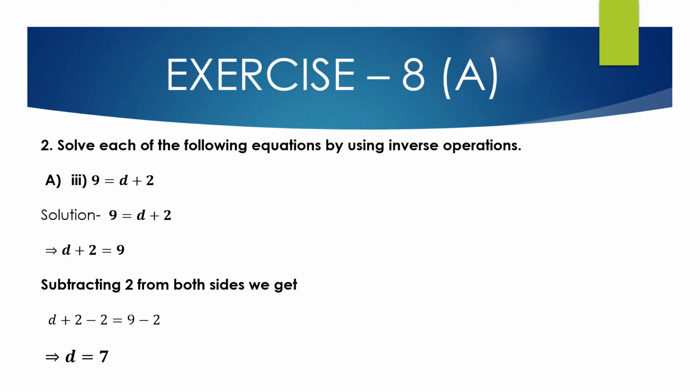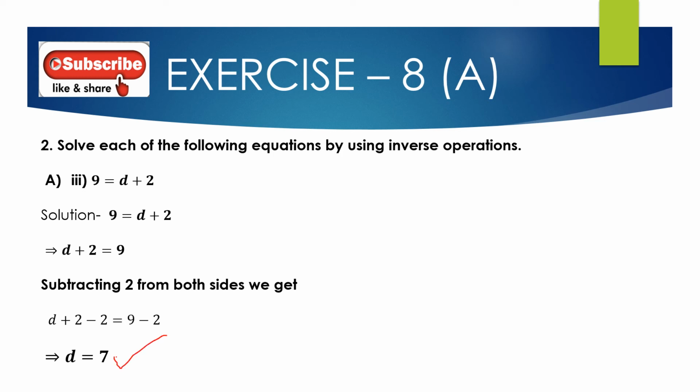Now we solve question number third bit. 9 equal to d plus 2. We have to solve for the value of the variable d. We subtract 2 from both sides of this equation. We get 9 minus 2 equal to d plus 2 minus 2. Minus 2 and plus 2 will be cancelled. Now we get 7 equal to d. That is d equal to 7.